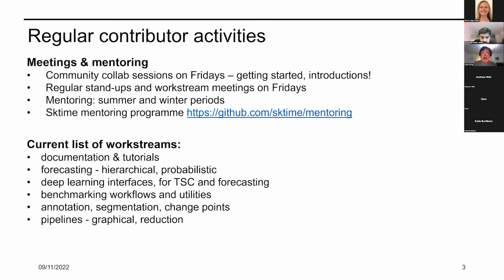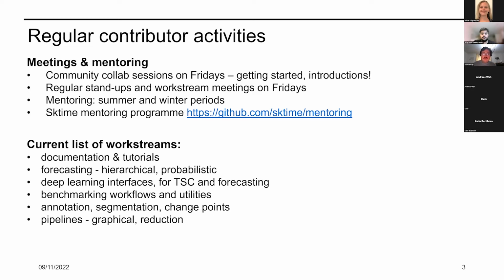I also want to point out we have regular contributor activities. On Fridays, we have community collaboration sessions. These are meant to get introduced to core developers. They are meant for new contributors. Again, that's a regular time slot where you can just show up on Discord and ask for help, for suggestions on how to get started.